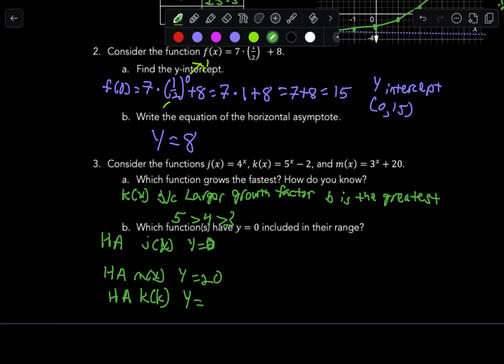And the horizontal asymptote for k of x is y equals negative 2. So what that means is, which functions have y equals 0? Only one, because there's only one that actually turns negative at certain values of x. That is, that approaches y equals negative 2 as a horizontal asymptote. So it is k of x. The horizontal asymptote is less than 0.